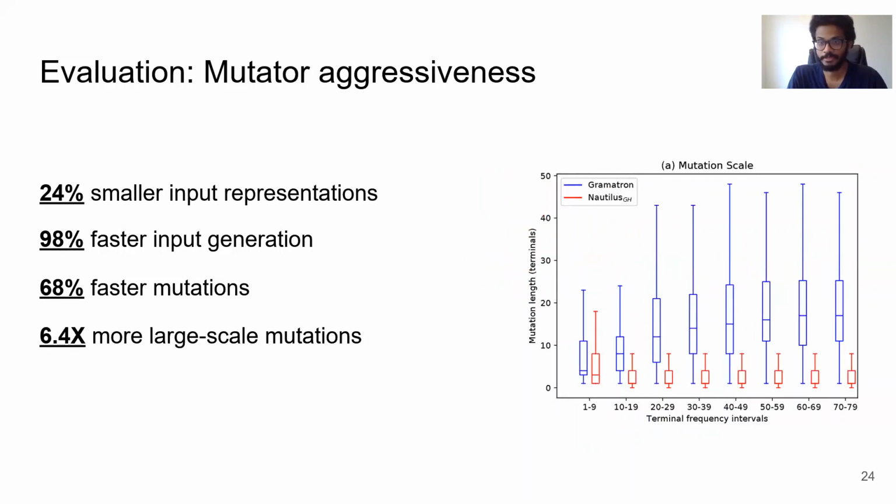Then we also evaluated the degree to which Gramatron performs these large-scale changes and the scale of them. And for that, we calculated the size of the mutant substring that is generated from these aggressive mutation operators, which is what is calculated on the y-axis. And we can see Gramatron generates mutations that are 6.4 times more large scale than the mutations that Nautilus generates with its localized mutation operators. This means that it has a lower chance of being stuck in local minima of coverage.